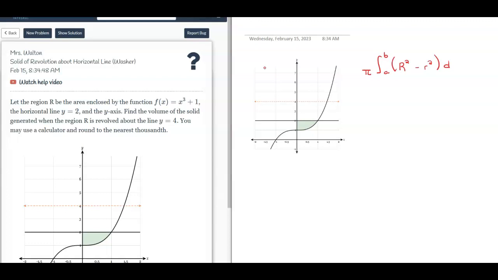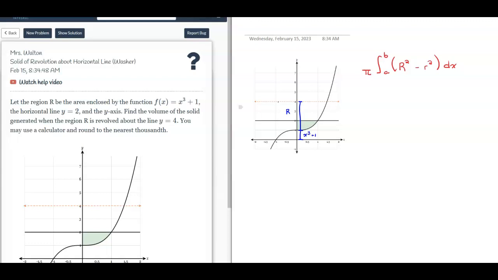All right, so our outer radius, from our axis of revolution to the outside, is this entire distance here. This is our outer radius, R. Now, if I am trying to figure out what that is, this distance from the x-axis to our curve, in this problem, is just x cubed plus 1.